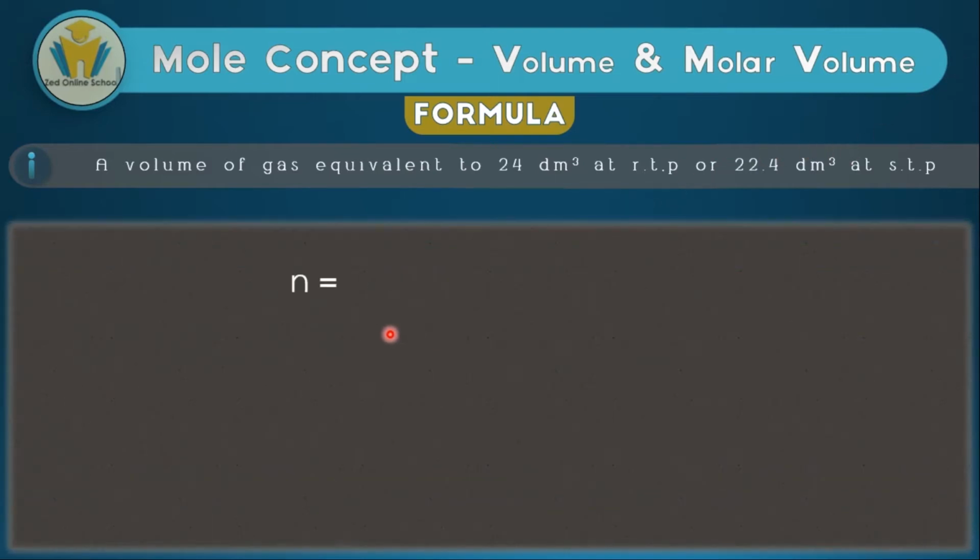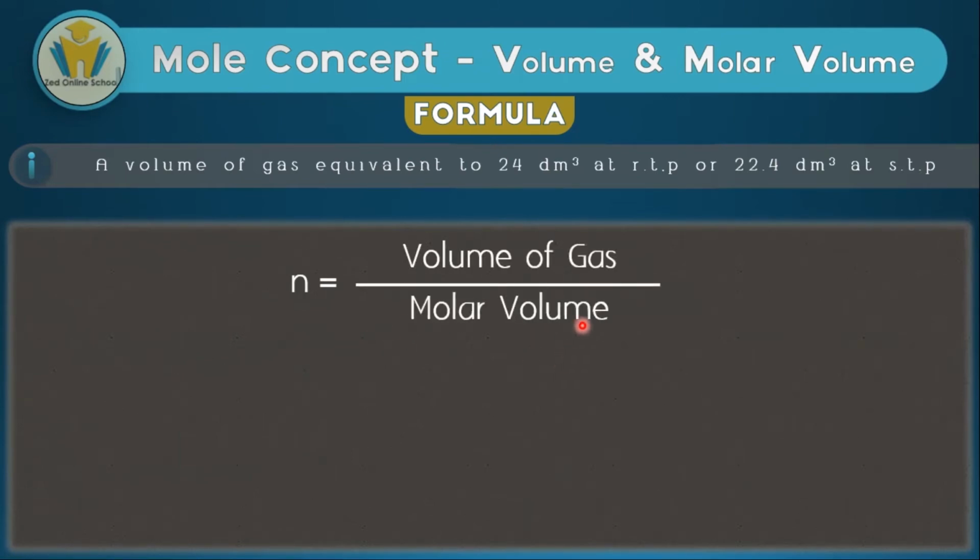And the formula that came about was n is equal to the volume of a gas divided by the molar volume. And now the molar volumes are these numbers. Molar volume at RTP, which is room temperature and pressure, is 24 cubic decimeters. At standard temperature and pressure, we have 22.4 cubic decimeters. These two conditions have been explained in the video about the introduction to the mole concept. So it's a must watch if you want to understand everything the right way.